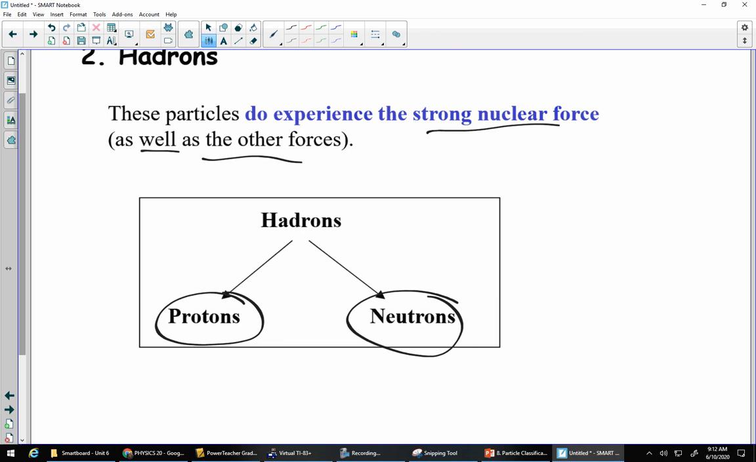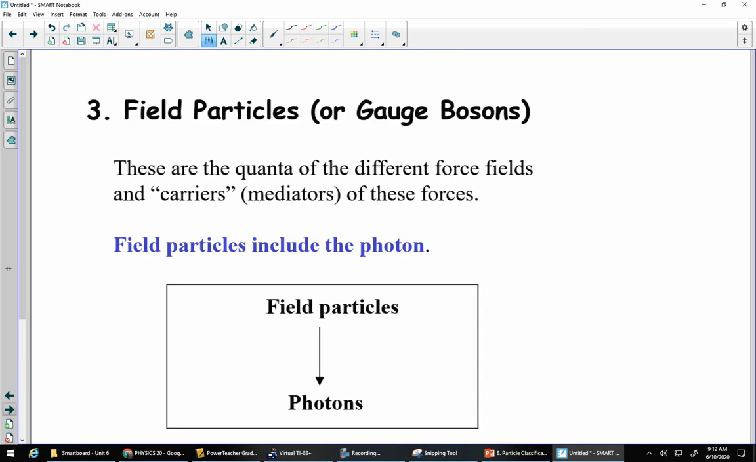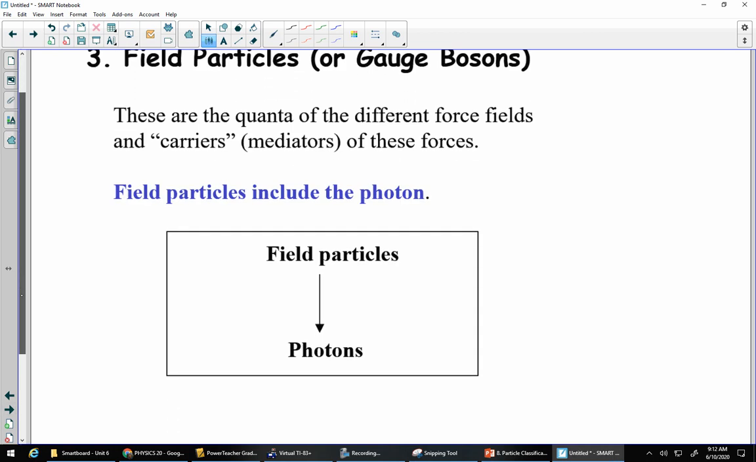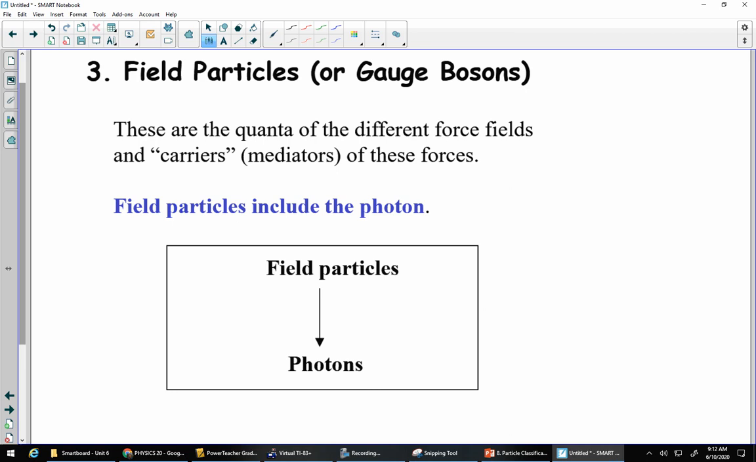Turns out the hadrons are kind of the interesting ones. Hundreds of different types of hadrons. Hundreds. We'll talk more about that in a second. Finally, we've got field particles or gauge bosons. These are the quanta, or the individual pieces, of the forces and fields, and they're the carriers or the mediators of these forces. You could look up some YouTube videos on this if you want to. It is some pretty interesting stuff with these field particles.